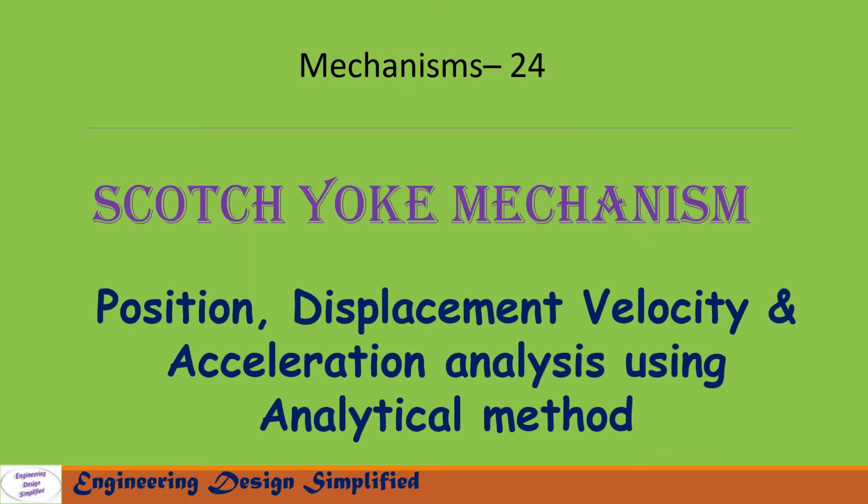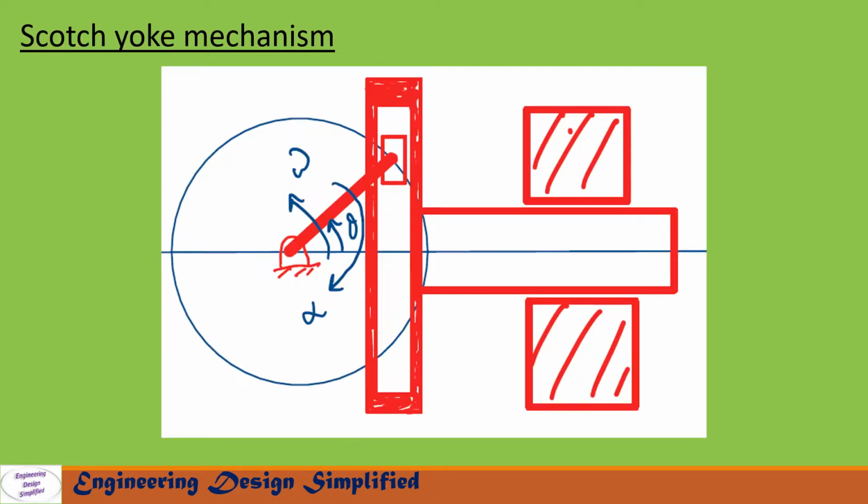In this video, I am going to discuss Scotch yoke mechanism, position, displacement, velocity and acceleration analysis using analytical method. This is a typical Scotch yoke mechanism, and this link is the crank, this is the slider and this is the plunger. When the crank rotates, the slider slides inside this slot, and that moves this plunger in and out. Let us see in the coming slides how to derive equations.